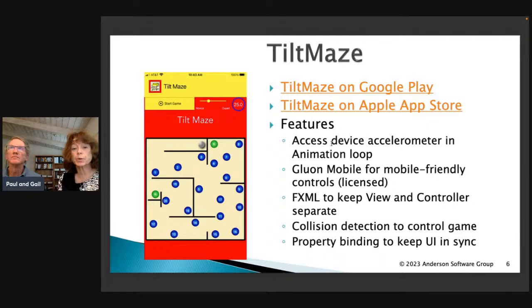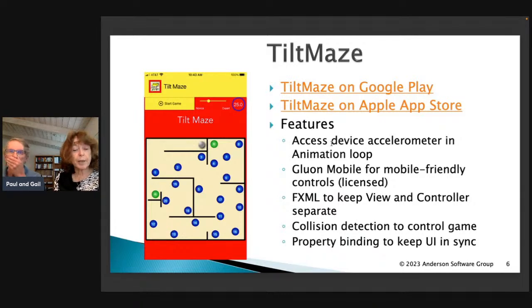It runs the same source code on both the iOS device and Android devices. And it features accessing the underlying hardware in a device agnostic way. So Tilt Maze is a simple game that lets you control the flow of a ball through a maze without falling into these holes, and to get to one of the two green end holes. And you do that by simply tilting the phone, and the program reads the accelerometer in an animation loop to then control the ball. We use Gluon Mobile for mobile-friendly controls.